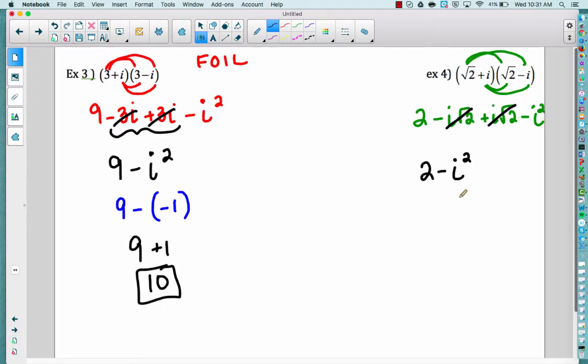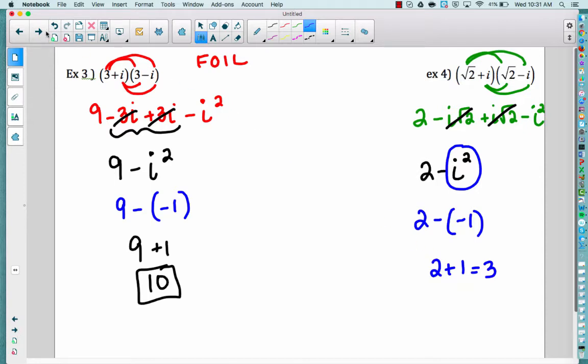All right, so 2 minus i squared. Now, I see the i squared, which we know is -1, so I'm going to plug it in. And then I'm going to do 2 plus 1, which gives me the number 3.